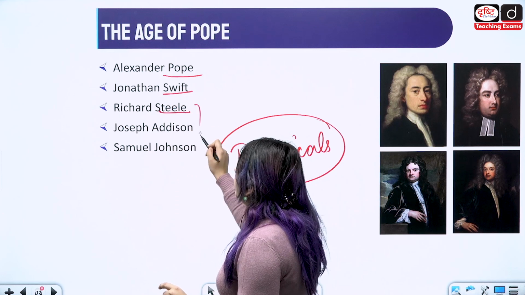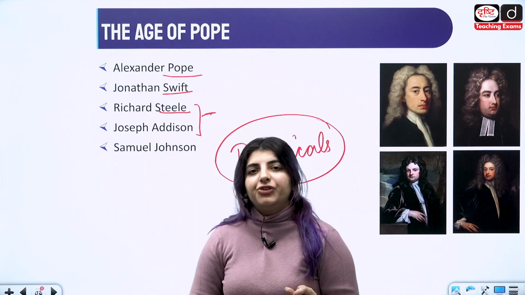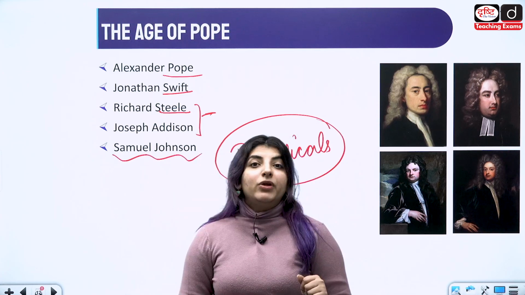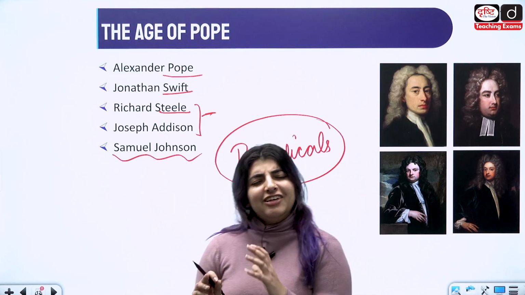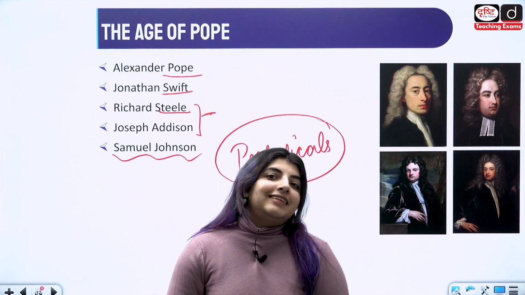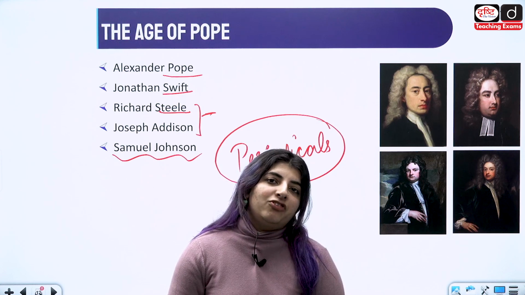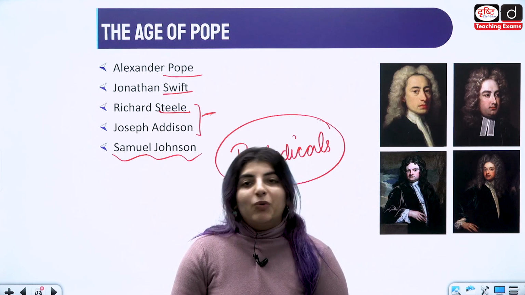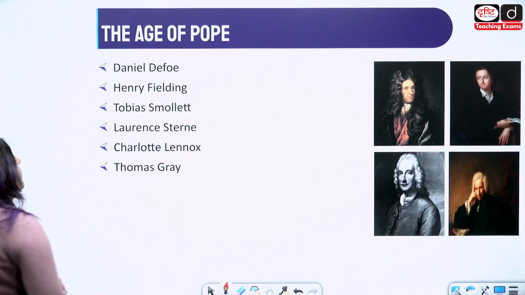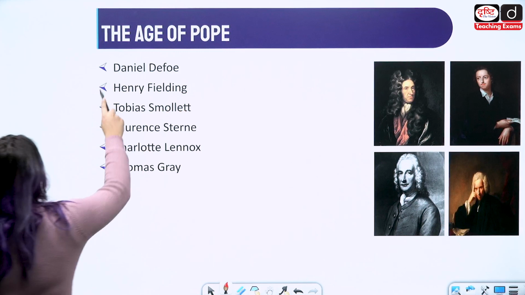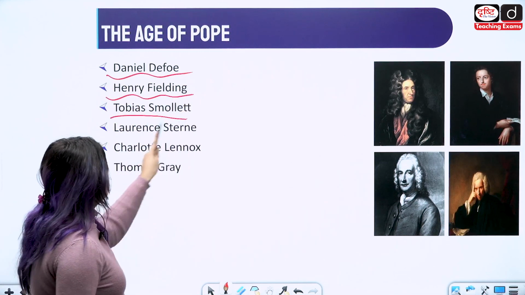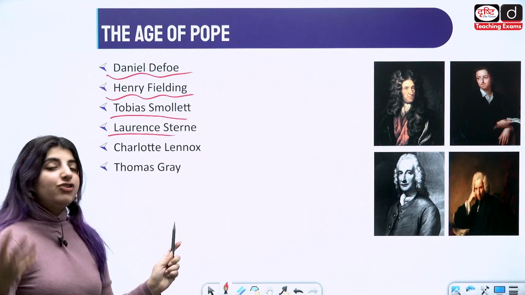Richard Steele, Joseph Addison, both of them are associated with periodical writing. Samuel Johnson with the Dictionary of the English Language. There's a very interesting story about how he was trying to look for someone, a patron, when he was trying to write the dictionary. But what happened is what we are going to talk about in the classroom. So stay tuned, right? Then we have Daniel Defoe, Robinson Crusoe, Henry Fielding, Tobias Smollett, Laurence Sterne, Tristram Shandy.